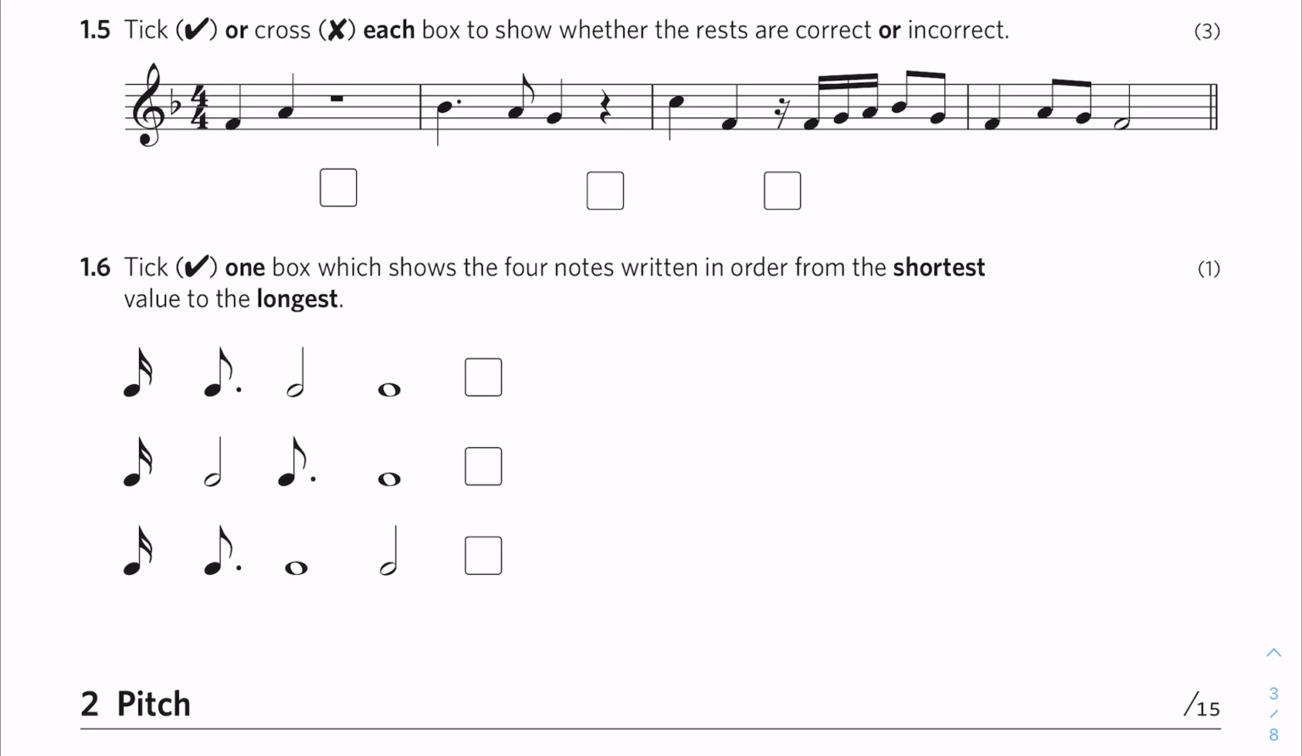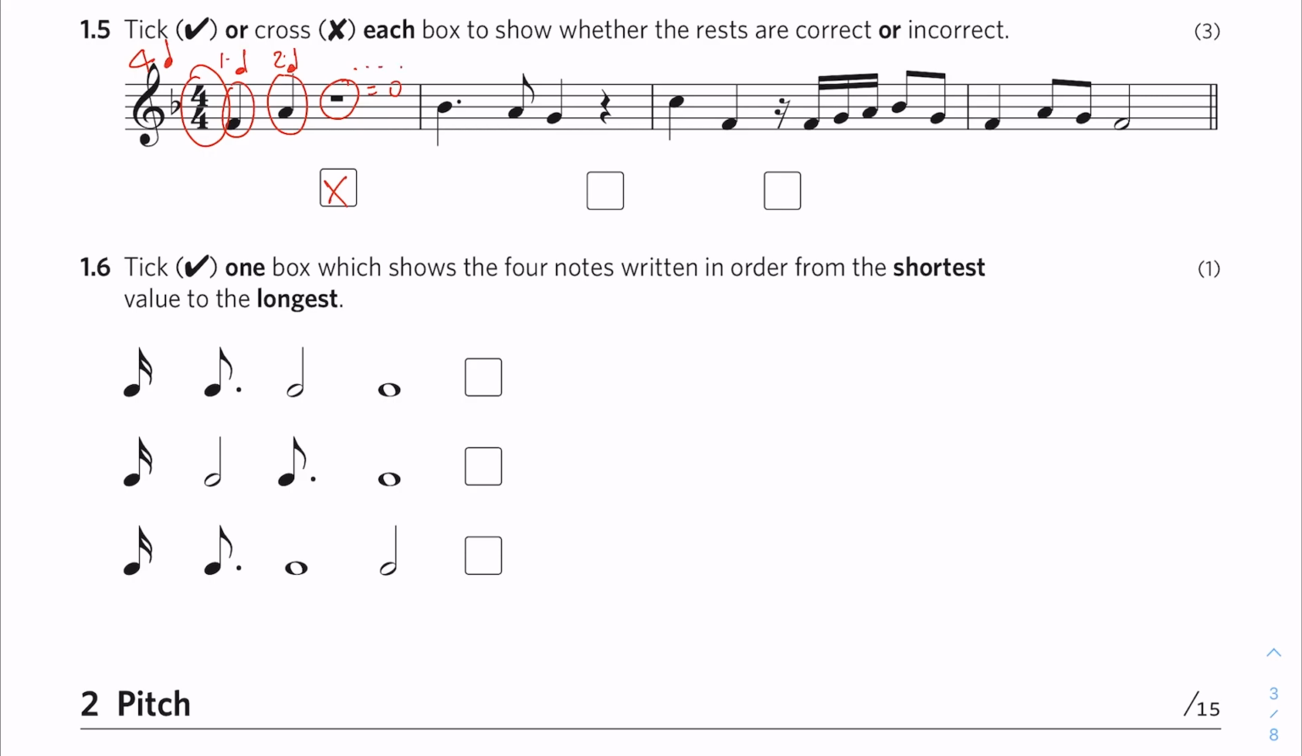Next page, question 1.5. Tick or cross each box to show whether the rests are correct or incorrect. Here we've got 4/4 time, which means 4 crotchets in every bar. We've got 1 crotchet here, 2 crotchets, so 1, 2. We need a rest that shows 2 crotchets, but here this one is a minim rest, so it's incorrect. If we have a minim rest here, then we end up having 6 beats instead, because 1, 2 plus 1, 2, 3, 4. All right.